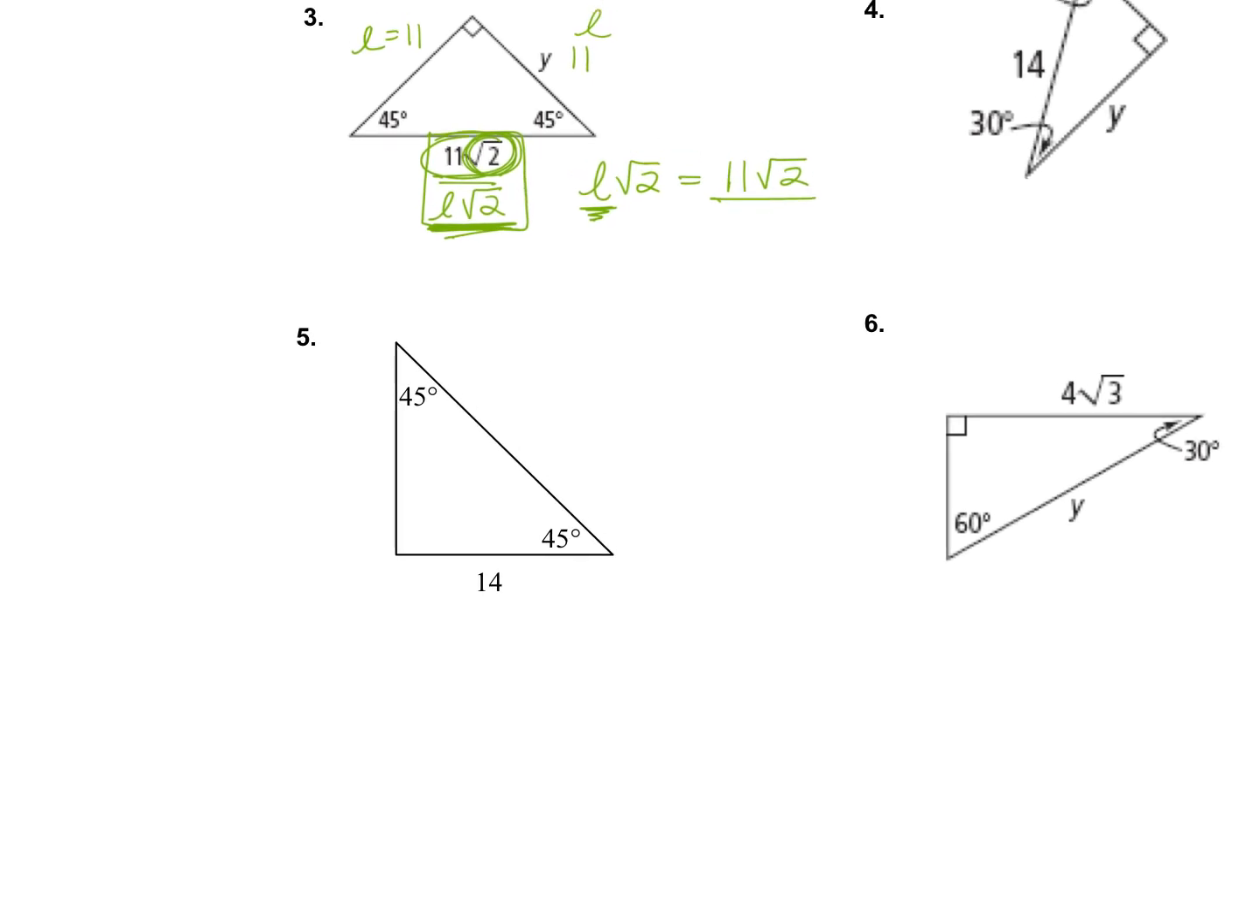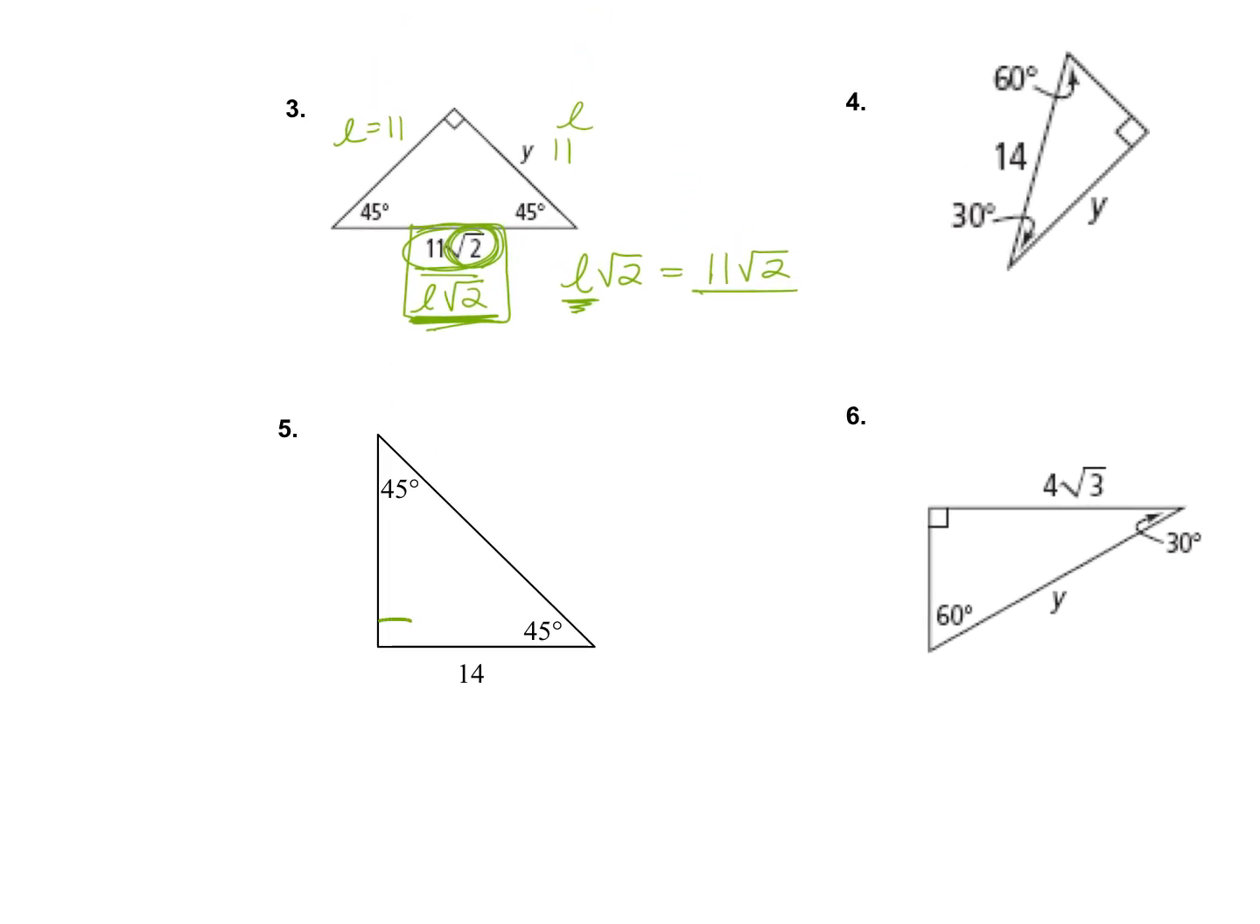Look at number 5. We're going to keep going. Look at number 5. Oh, so this one they gave us the whole number. This one, they gave you the leg, though. Oh, the leg. Okay, so this side would be 14, and then the other side would be 14 rad 2, 14 times the square root of 2.